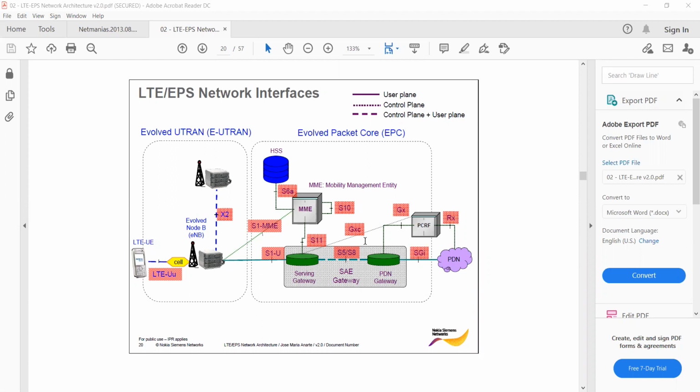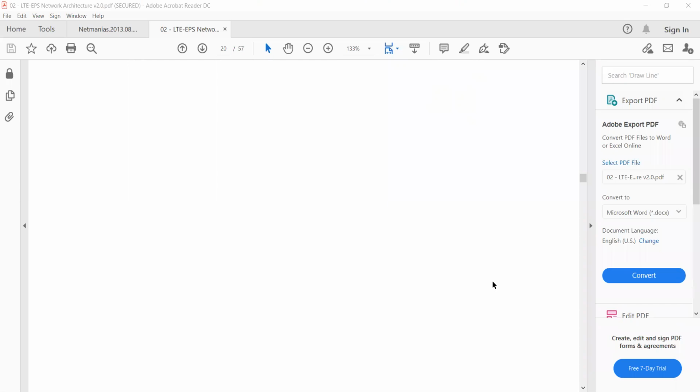Yes, yeah, already draw the diagram. So all the interfaces also. Yeah, yeah, with interface. Okay. Okay, fine. So let's see.